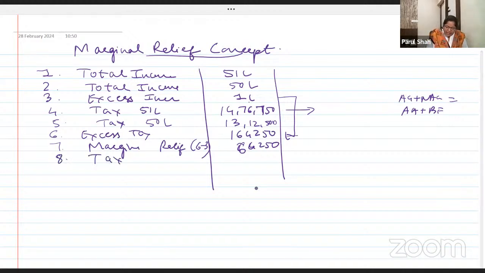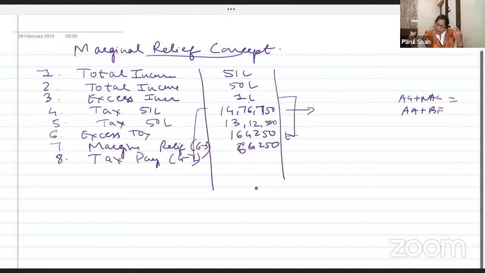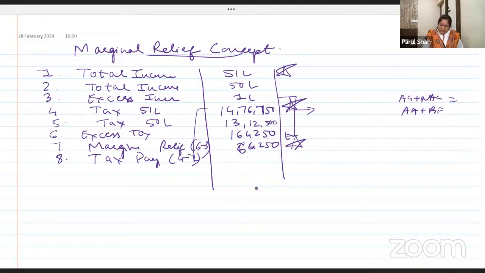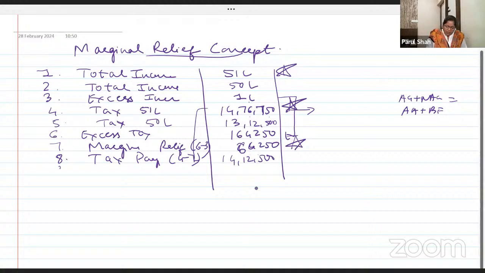So what is finally the tax which is payable? Step 4 minus 7. Ma'am, how are you remembering? You will also get it. Your income is 51 lakhs, so your tax is 14,76,750. But you are asking for a relief of 64,250. Am I correct? The calculation is correct. So now what is your tax payable? You can put the answer in the chat box before me. You have to use the calculator in the exam. 14,76,750 minus 64,250. 14,12,500 is your tax payable.